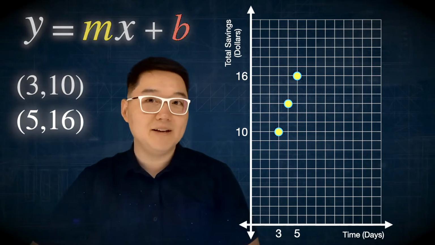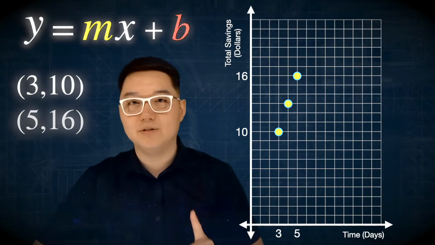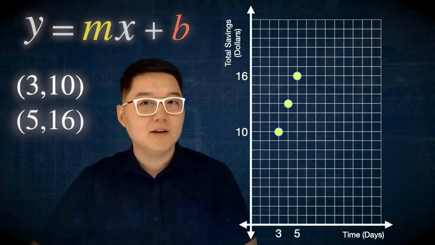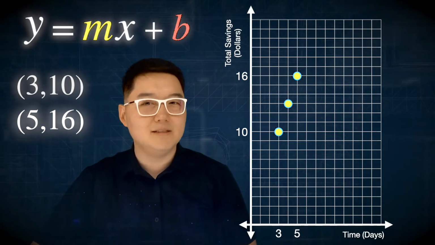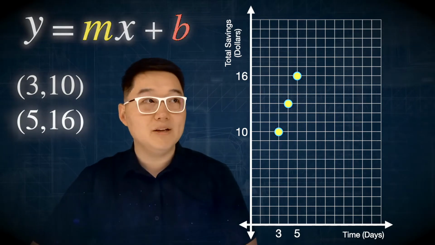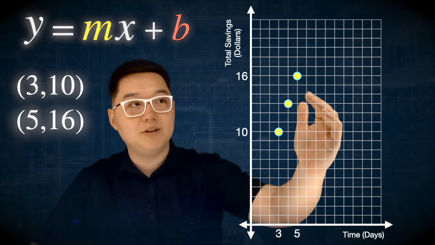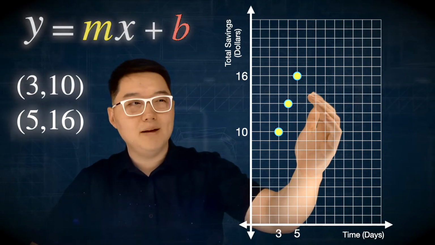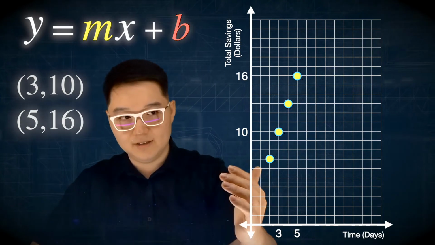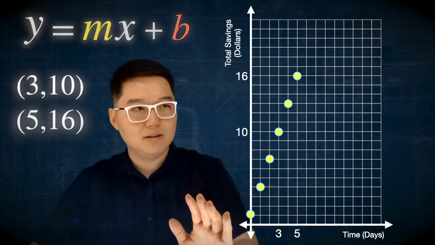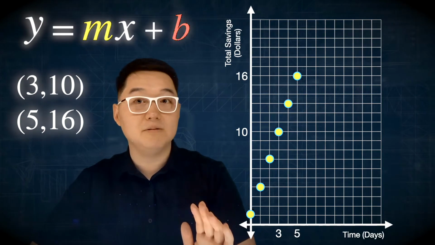Okay, so now that we know our slope, what about our initial value or our y-intercept? How much money do you have on day 0? Well, we can go backwards on the graph. We can see that on day 3 you have $10. So what about day 2? What about day 1? And then what about day 0? How much money do you have on day 0?